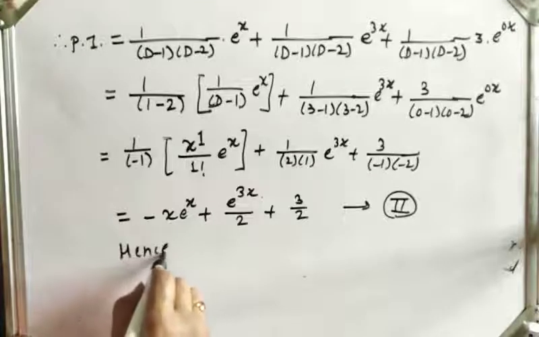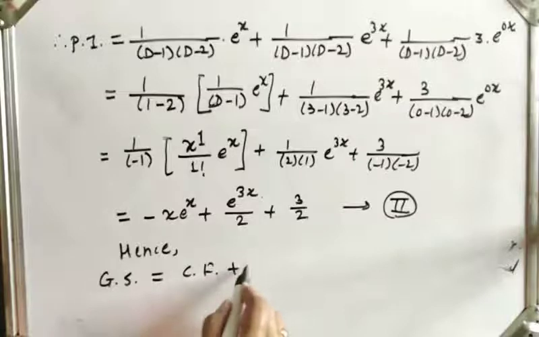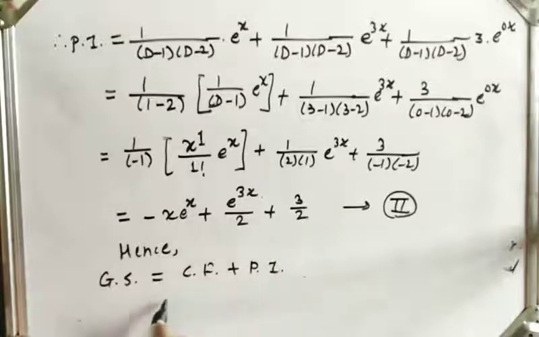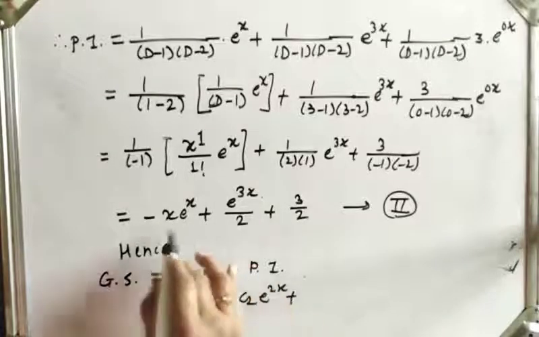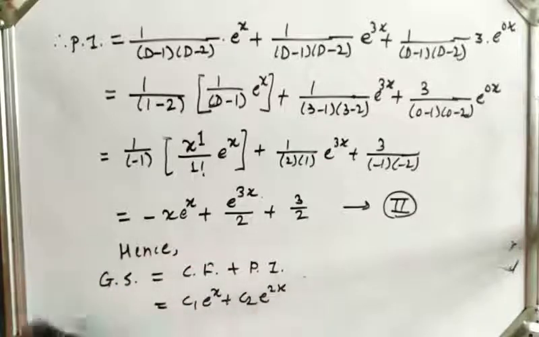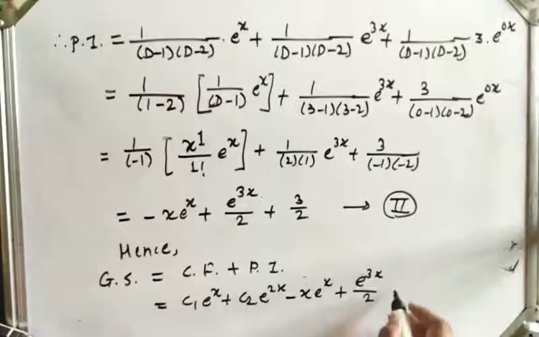Hence the general solution is equal to the complementary function plus the particular integral. What was our complementary function? c1 e raised to x plus c2 e raised to 2x. This was our complementary function, and our particular integral is minus x e raised to x plus e raised to 3x by 2 plus 3 by 2. This is our general solution.